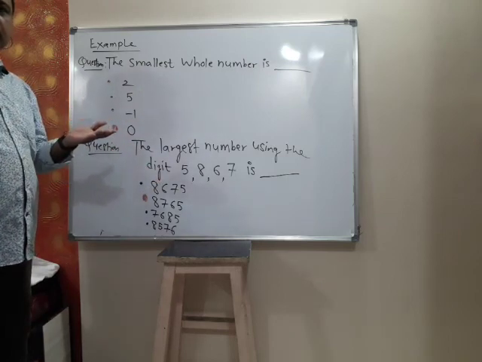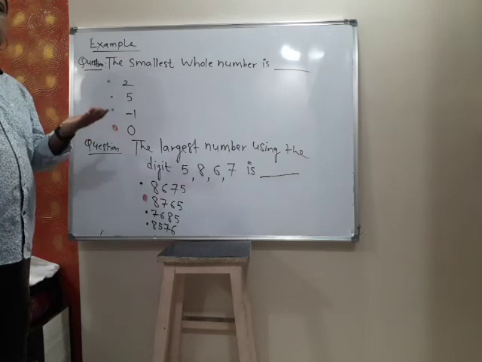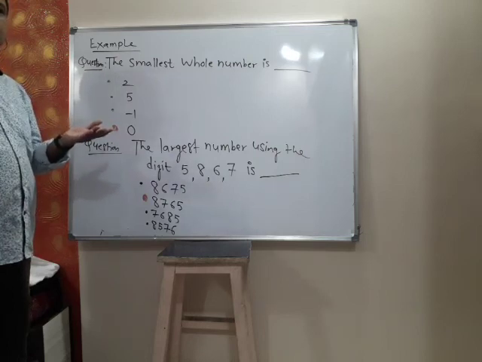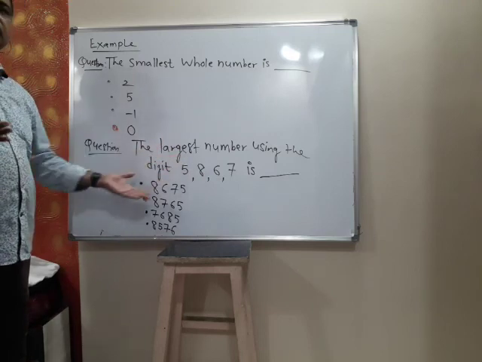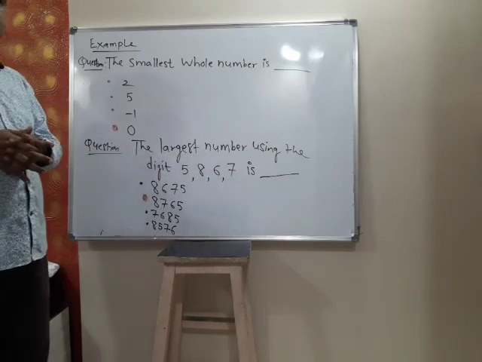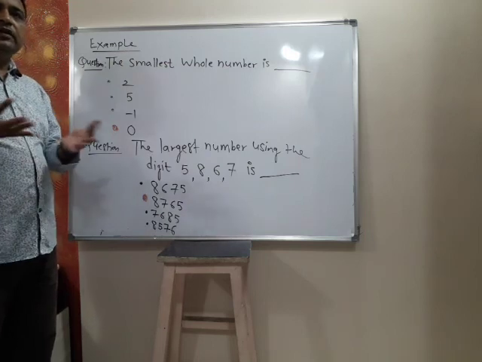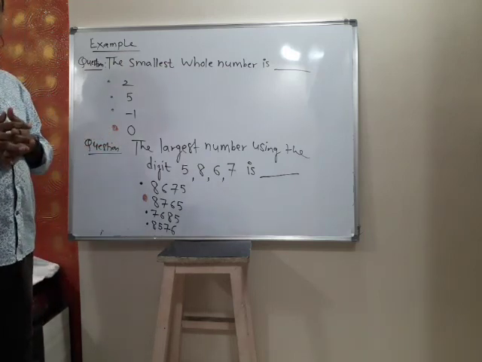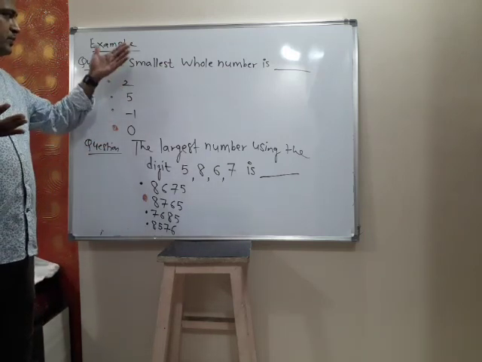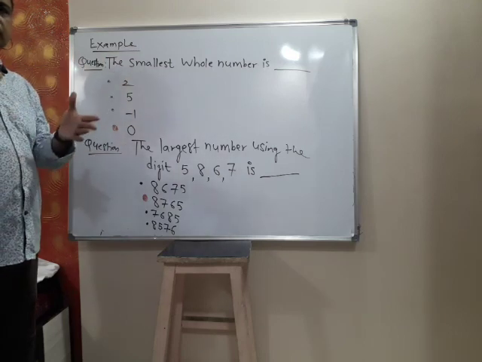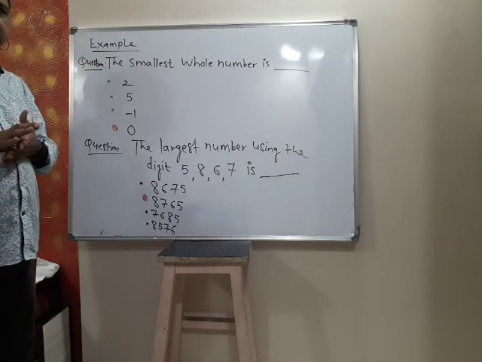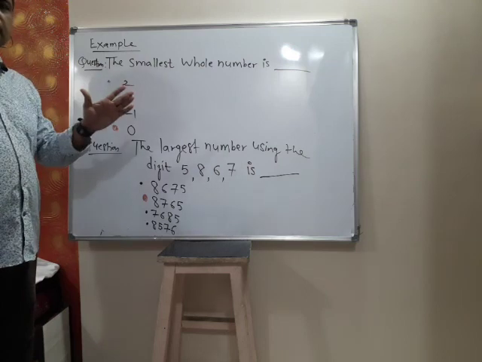Then 3 numbers will be given, and it will be asked which is the smallest number, which is the greatest number. Then what is the greatest number, smallest number using the digits. Such types of questions. Smallest whole number, then smallest natural number, such types of questions. Small conceptual questions will be there in the mock test, which you have to prepare. No descriptive questions will be asked.